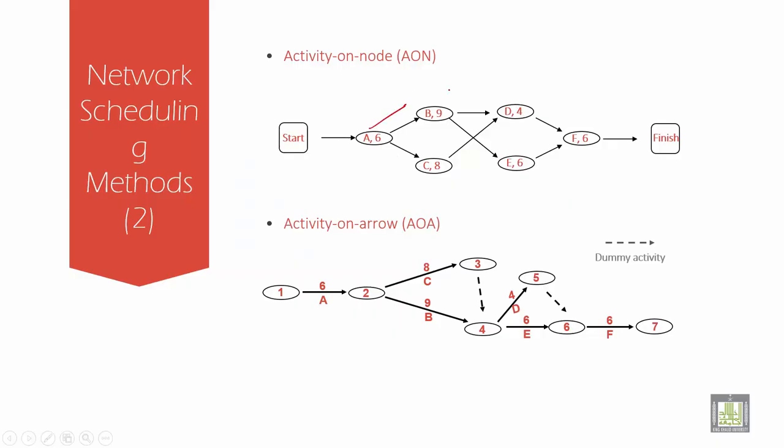It starts from A to B, A to C, B to D, then C to D, B to E, then D to E, and finish. This is a dummy activity. A dummy activity is used to minimize the confusion between the two nodes. So there is a starting node and an ending node, and the dummy activity is shown over here.